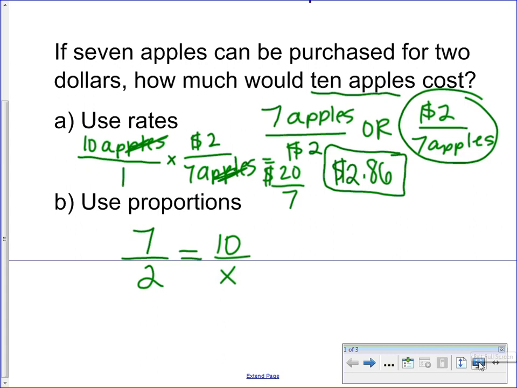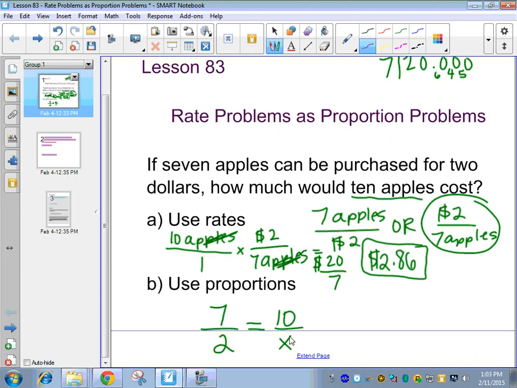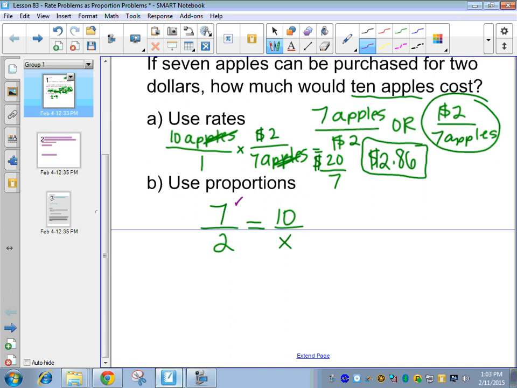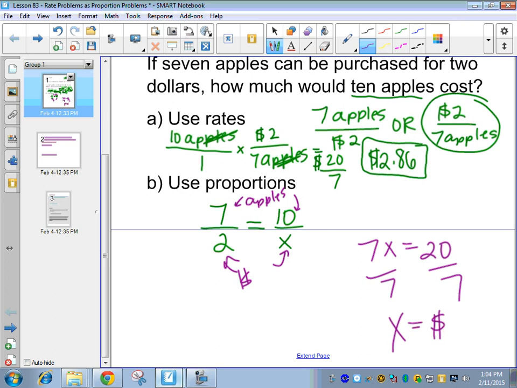Now the trick here is that when you're doing proportions, you have to put the same thing in the numerator and the same thing in the denominator. On the top I did apples, and at the bottom I did dollars, so it has to be consistent. Otherwise you'll get it wrong. So apples to apples, dollars to dollars. Now we're going to cross multiply, so we get 7x equals 20. Divide by 7 and divide by 7, and we get the same thing that we just got, which is $2.86.